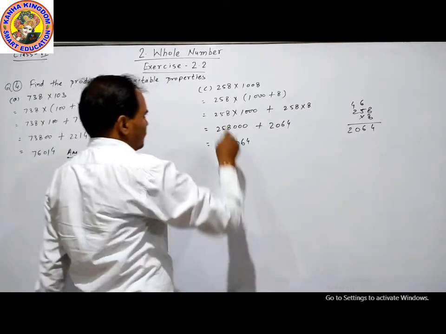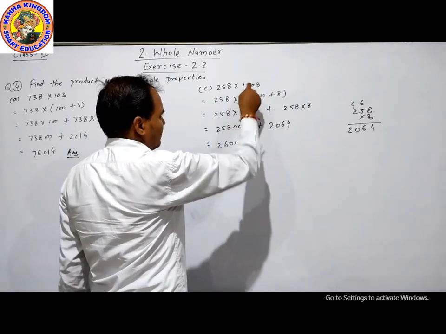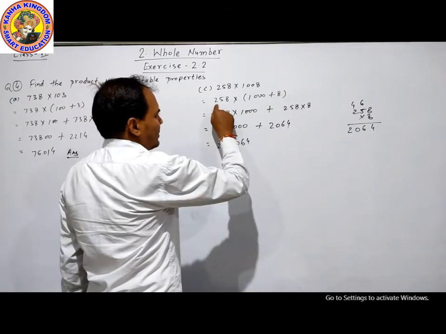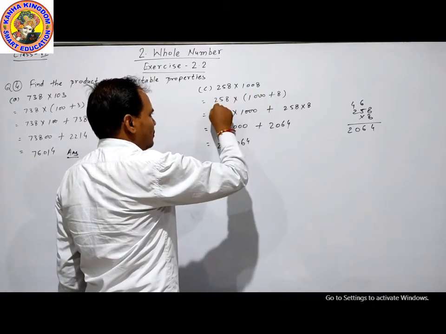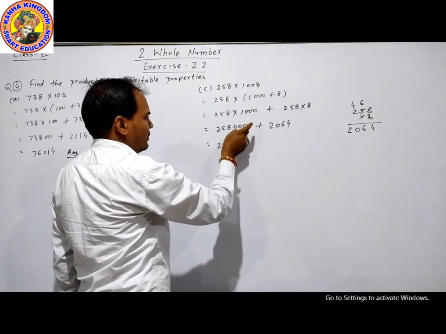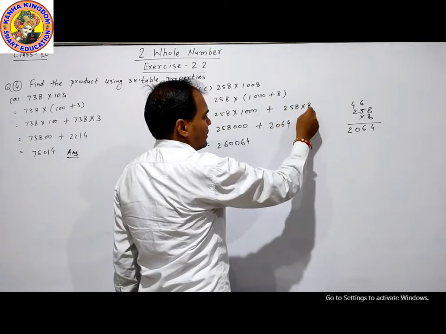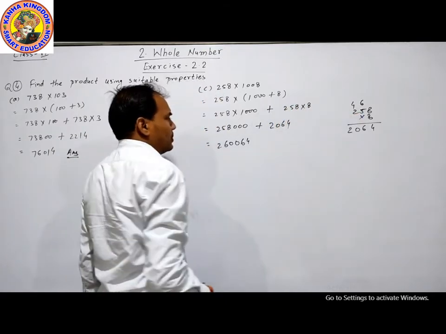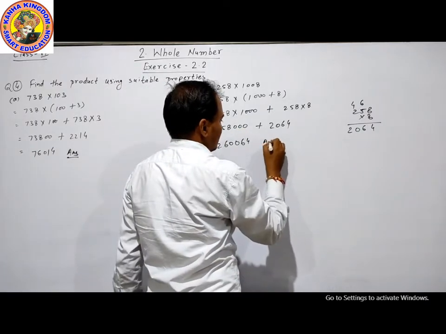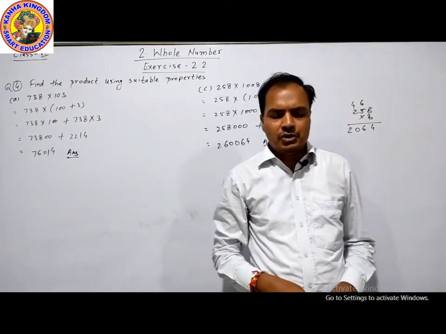Another question is 258 multiply by 1008. We will break 1008 into 1000 plus 8. 258 will multiply by 1000. 258 will multiply by 8. Now 258 will multiply by 8, we get 2064. After adding, this is our final answer. You can take a screenshot of this. We will move to our next question.